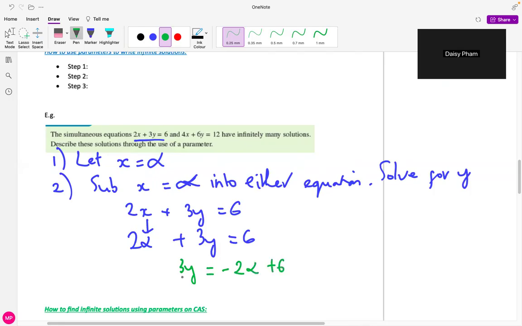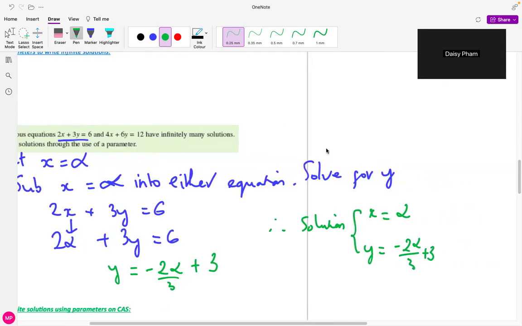And then you divide by 3 on both sides. So 3 and 3 go away. And you will have 6 divided by 3 is 2. So you can see that therefore the infinite many solutions that you could have are x equals alpha, as you can see here, and y equals negative 2 alpha over 3 plus 2. So this describes the solution using the parameter.